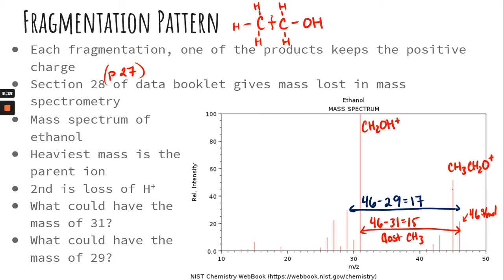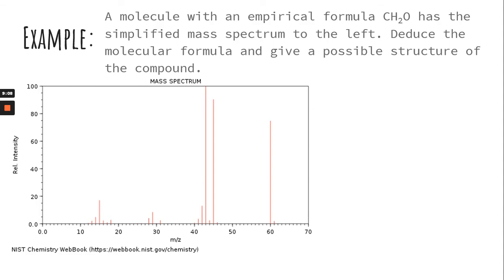And then looking at section 28, we can see that when you lose 17, you tend to lose the hydroxyl group. So now if I look at my structure and I take off the hydroxyl group, what do I have left? I have CH3CH2 plus, remember that positive ion. So that's what the mass at 29 could represent. It's a little easier when you're doing it this way and you have your structure and you know what to take apart. So let's look at how this type of analysis can lead us to the actual structure.